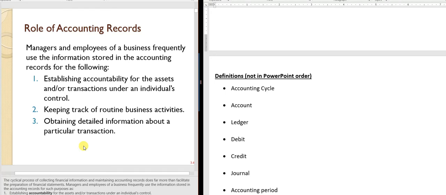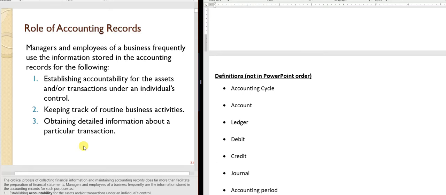So accounting records just basically keep track. We all have an accounting record to some extent, but we only keep track of cash generally in our personal lives. A business not only wants to keep track of cash, but they want to keep track of their land, their buildings, etc.